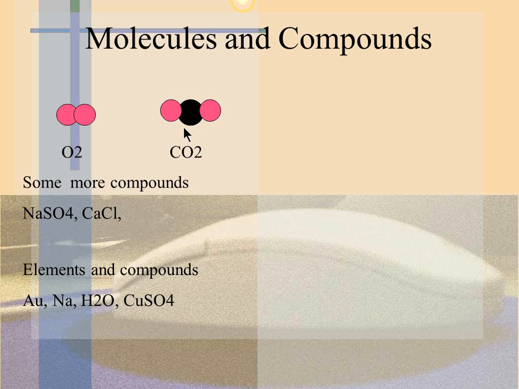So let's look at some more compounds here. Sodium sulfate, sodium, sulfur and oxygen. Calcium chloride, calcium and chlorine. So these are compounds. So up here, if you look at this, Au, gold, is this an element or a compound? Sodium, element or compound? Water, compound or element? Copper sulfate, compound. So you got that, right?